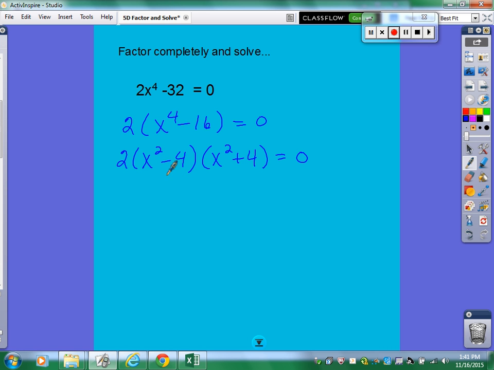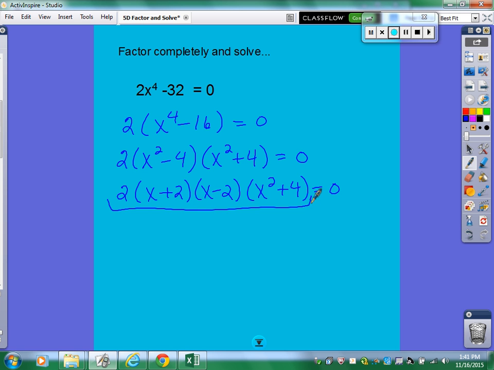I have difference of squares again, so I can factor that x squared minus 4 into x plus 2, x minus 2, and then I have my x squared plus 4. Now if I'm asked to factor, this is going to be my answer. I can't throw away that GCF of 2, because some of the problems are going to ask you to factor, and others you're going to have to solve. So you have to know when you can get rid of your GCF and when you can't. Since I asked you to factor completely, I need to keep that 2 for a moment.